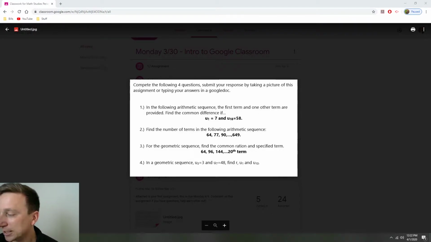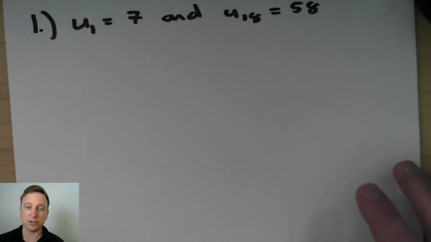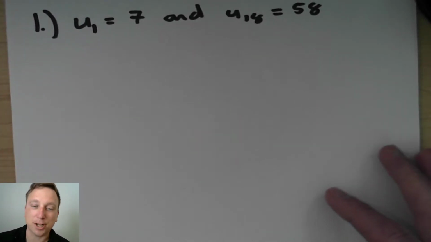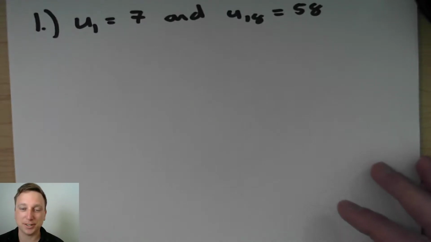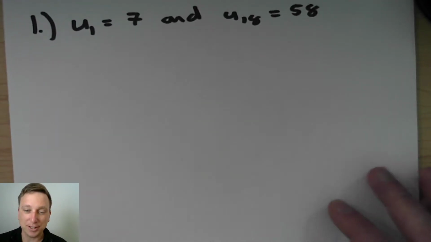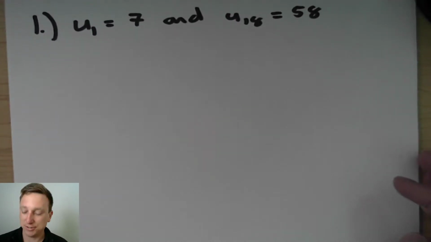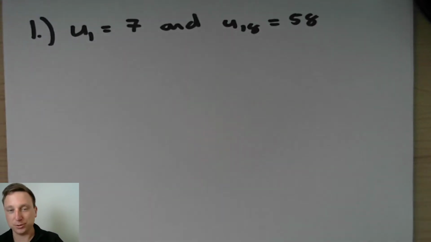Number 1 is dealing with an arithmetic sequence where we're given some different number of terms here. What we're given in this problem is the first term of the sequence as 7 and the 18th term as 58. Now there are a lot of ways to work through this, but what I like to do when I'm approaching these is I like to just think about what's happening in the sequence.